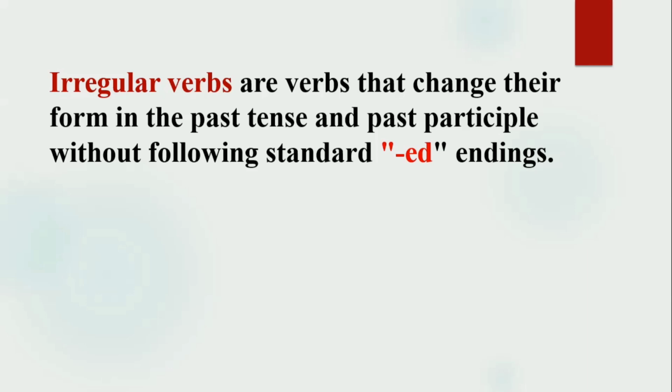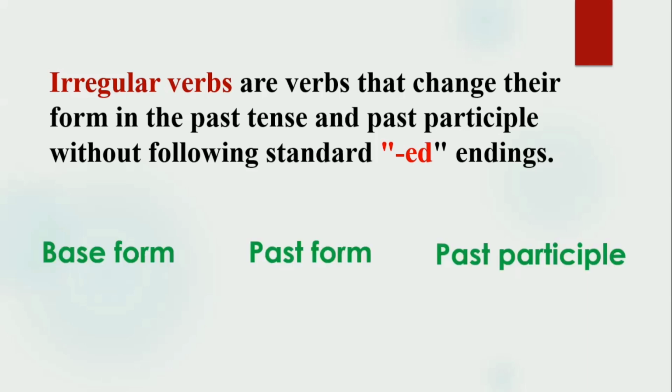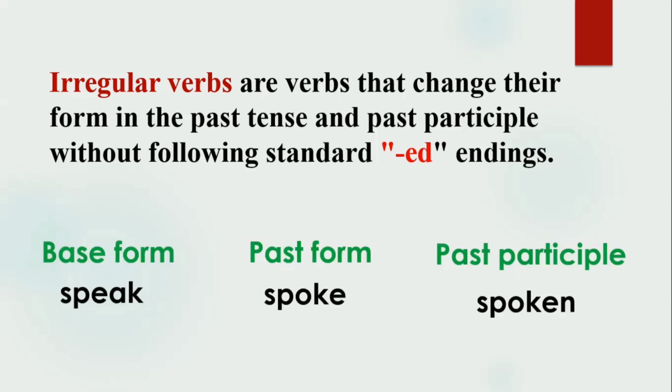Irregular verbs are verbs that change their form in the past tense and past participle without following standard ED endings. For example, speak, spoke, spoken, write, wrote, written.